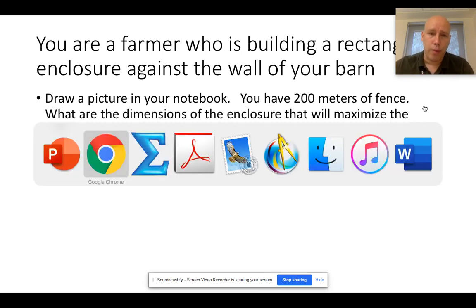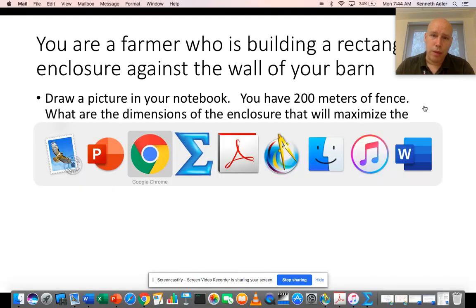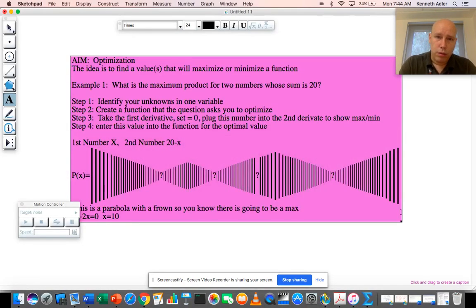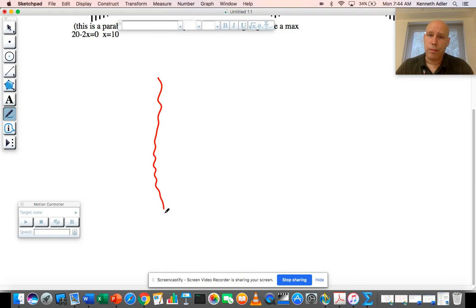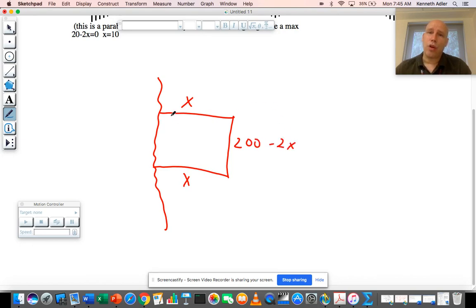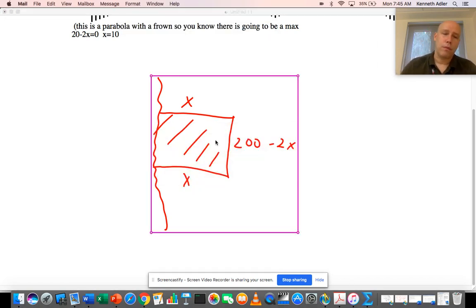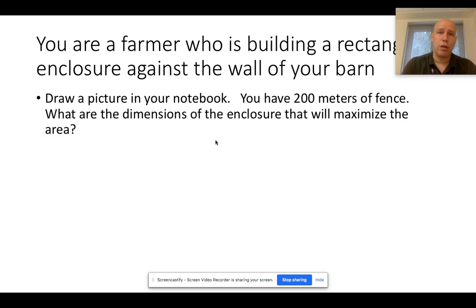I'm going to quickly draw the picture in your sketch pad. So it looks something like this. Here's your barn, and here is your rectangular enclosure. And the idea is this is x, and the remaining fence is 200 minus 2x, and you're asked to maximize this area. Let's get back to the presentation.